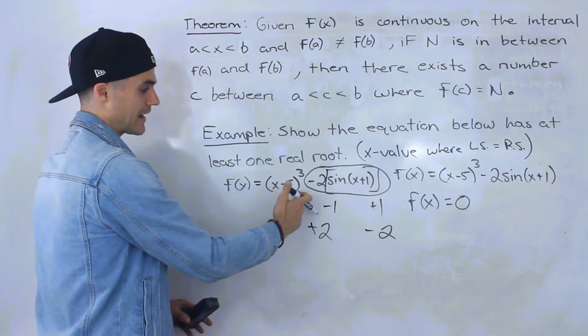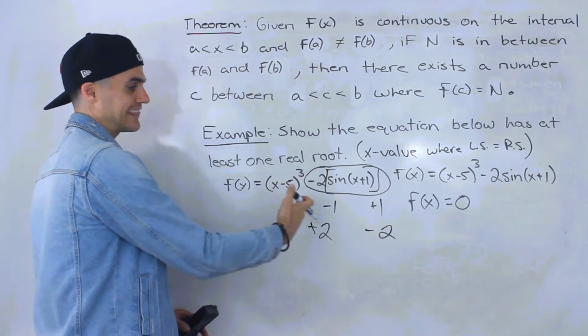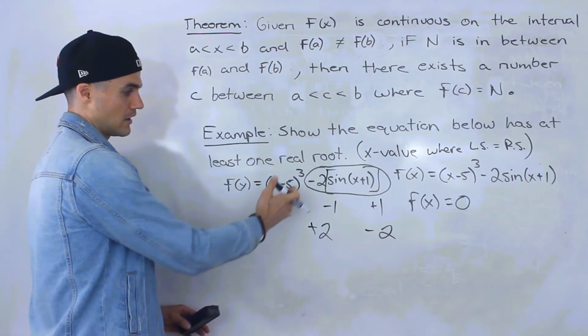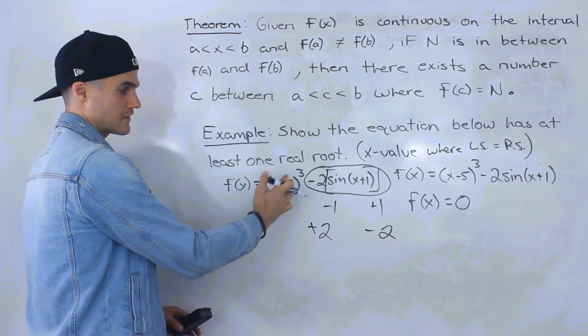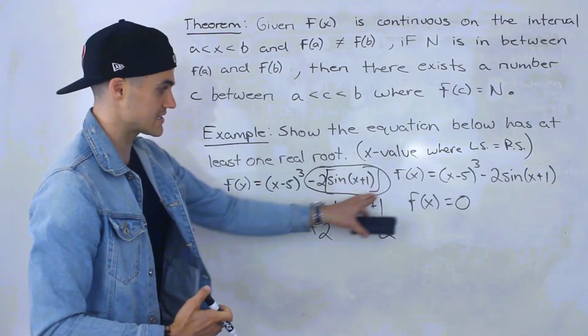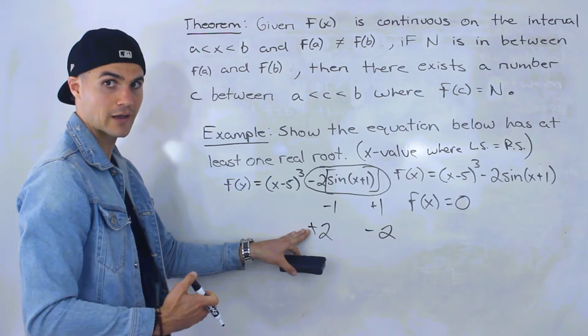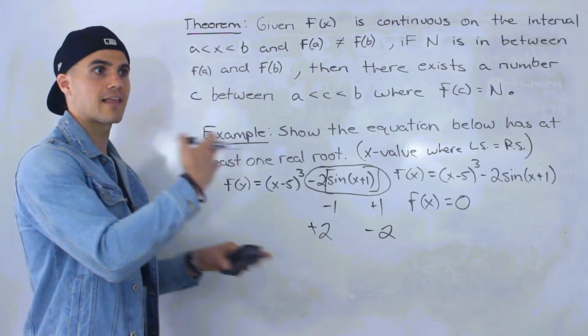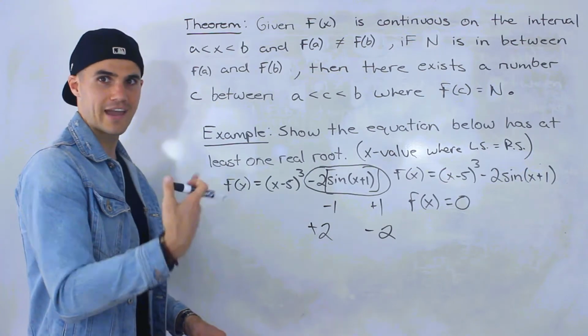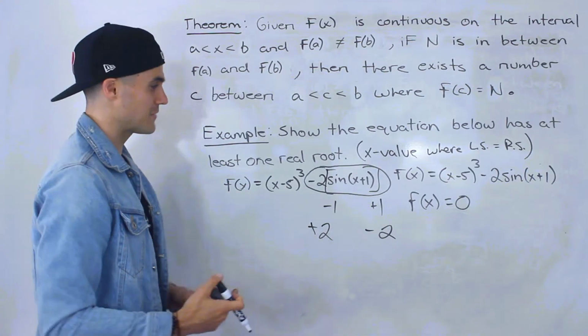And you want to pick some kind of x value that's going to make this expression less than -2. Because if you pick that x value where this expression, x minus 5 to the power 3, is going to be less than -2, and worse comes to worse, the other expression takes its maximum value of +2, something less than -2 plus 2 will still be negative. Okay, hopefully that makes sense.